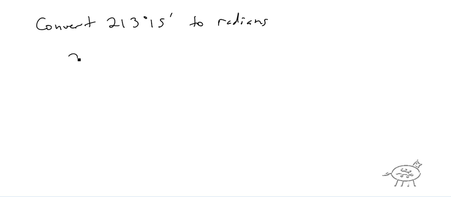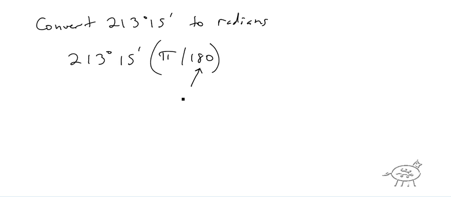All right, and you're going to say in your calculator 213 degrees, 15 minutes times pi divided by 180. Now this is the deal, math fans. The only time you ever use the degree symbol is when you have minutes and seconds. Otherwise, you don't do that, so you will not use it here.